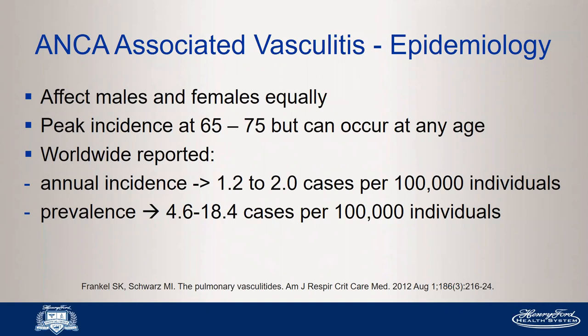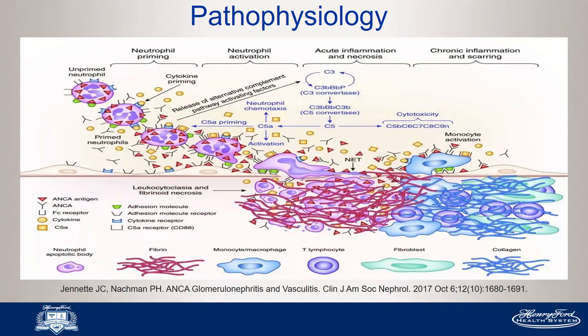So pathophysiology. Now, it's a busy slide, but I think it's important to know the pathophysiology because a lot of the treatment modalities will focus on some of these pathophysiological mediators. So essentially, you have some kind of an insult, an infection, or some kind of insult that causes the neutrophils to prime. So you have neutrophil priming. What that means is the neutrophils start presenting the ANCA antigens, which are usually enclosed within the cytoplasm, releasing and presenting them onto the surface.